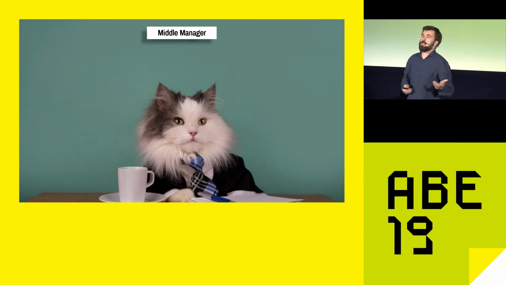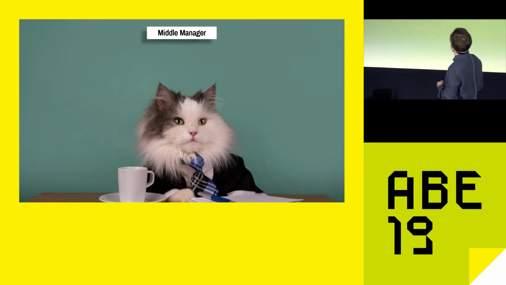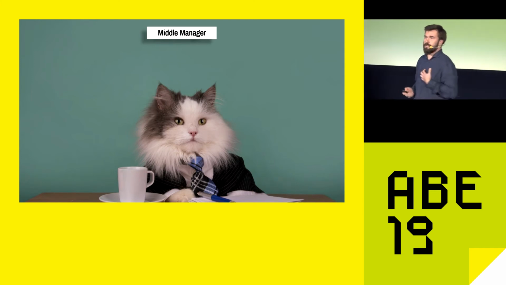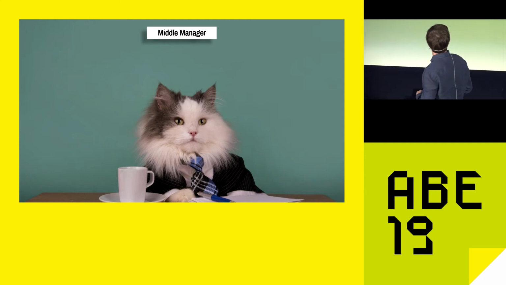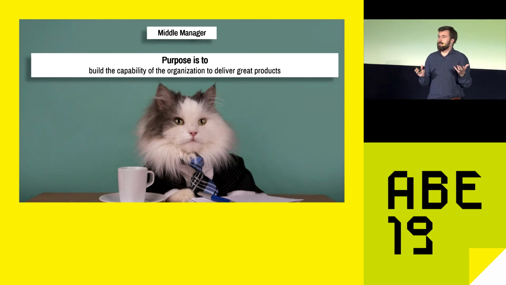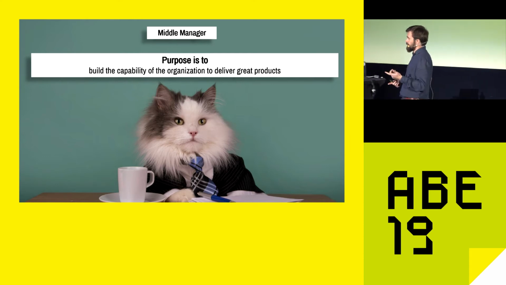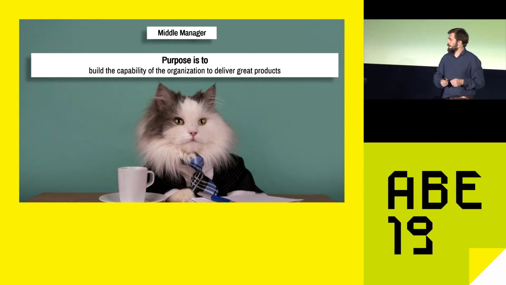So, Agile by example, let's take an example. Some middle manager role. Nice. Somebody said that you should have a kitten in your presentation, so I have a kitten as a good representation of a middle manager. So, in a short sentence, what's the purpose? I like this one and stole it from the LeSS framework. The purpose is to build the capability of the organization to deliver great products. You can feel how much is in this single sentence.